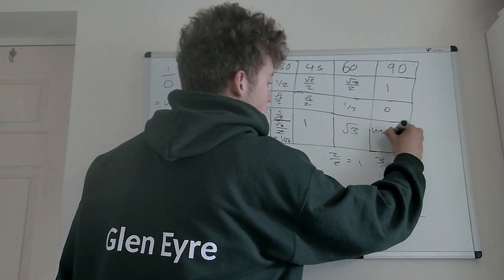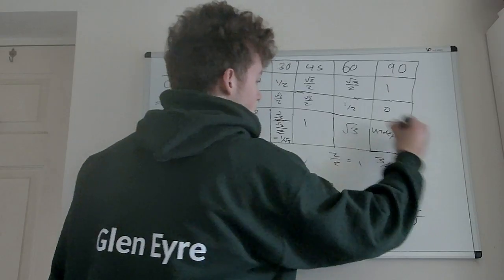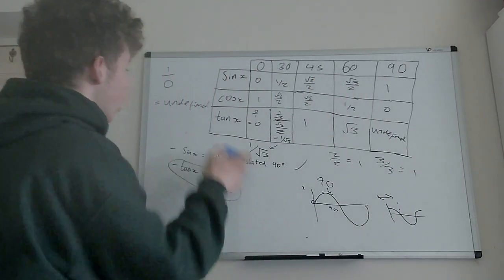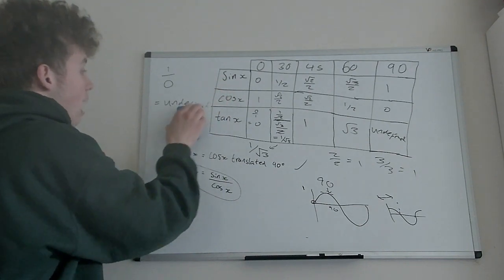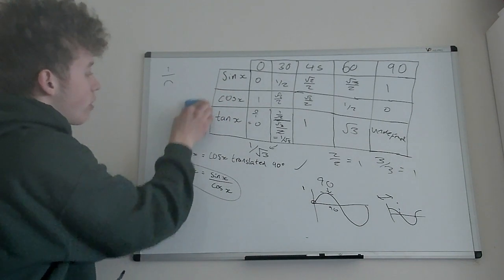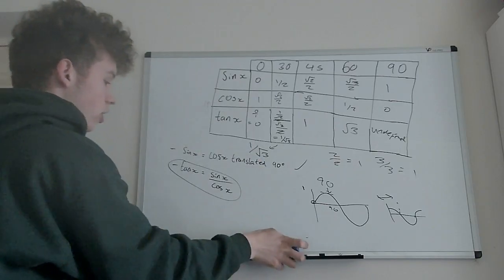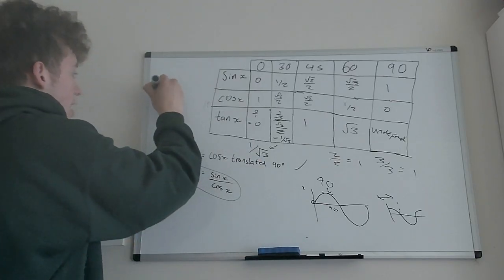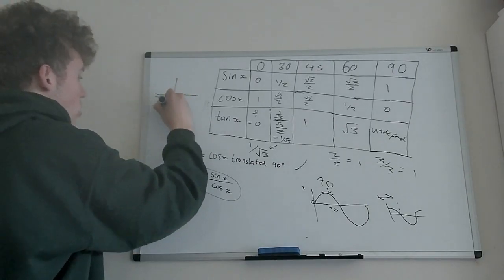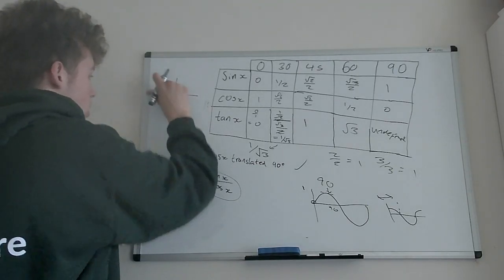I'd be very surprised if they asked you what tan of 90 was, but they technically can. You're expected to know it. Just can't happen. And this is because of one of those things. So we're going to take 1 over 0 as our example. And we're going to look at the graph. I was going to say, you know everything you need to, but if you're interested, we're going to look at the graph.